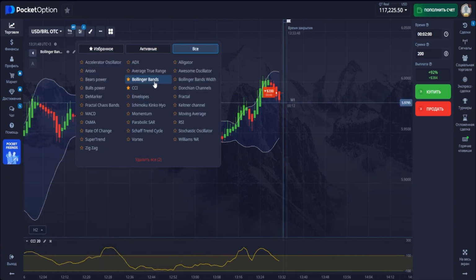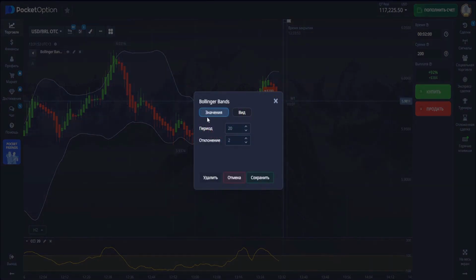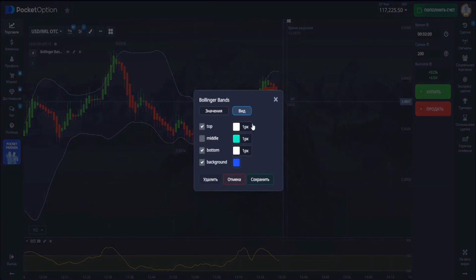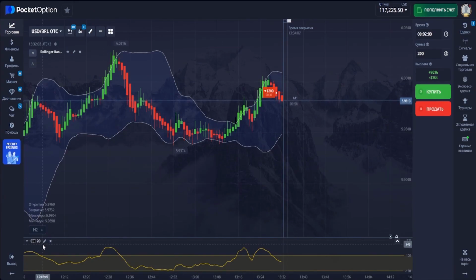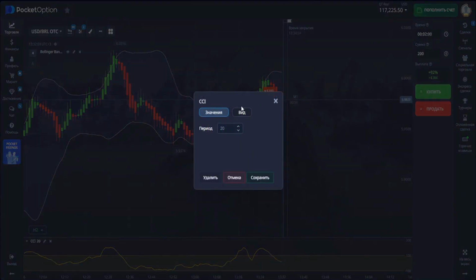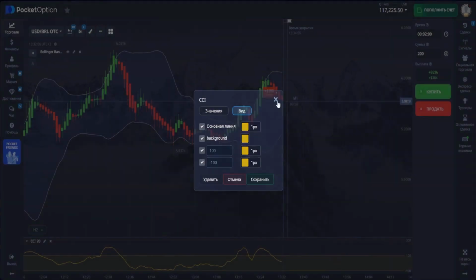Next up are the indicators. We turn on Bollinger Bands and CCI, or the Commodity Channel Index. For Bollinger Bands, set the period to 20 and the deviation to 2. I also changed the view tab and removed the middle line because it's simply not needed. Save. And for the second indicator, CCI, leave the period at 20. I didn't change any settings.